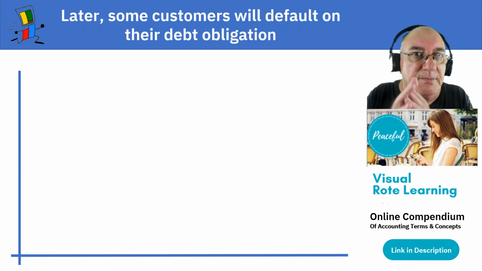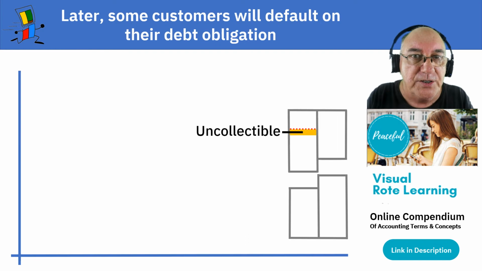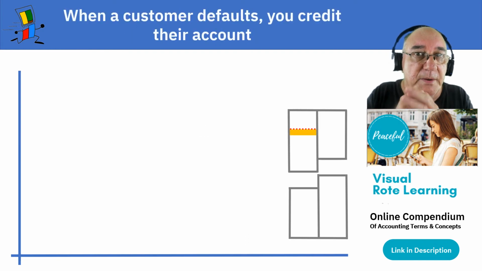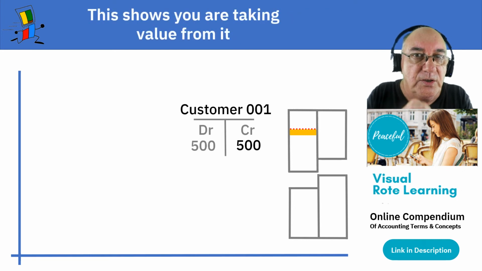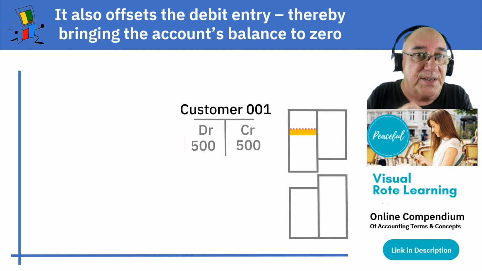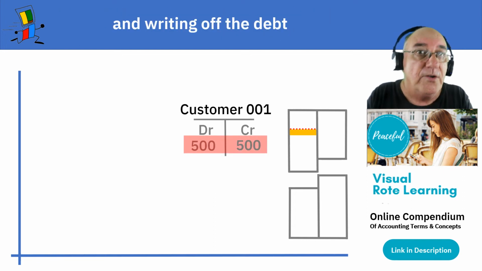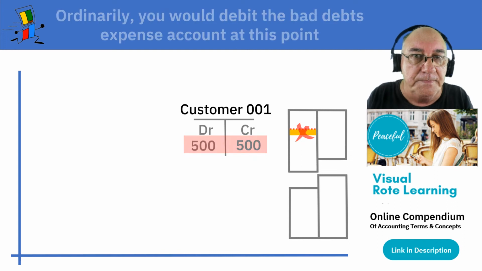Later, some customers will default on their debt obligation. When a customer defaults, you credit their account. This shows that you're taking value from it. It also offsets the debit entry, thereby bringing the account's balance to zero and writing off the debt.